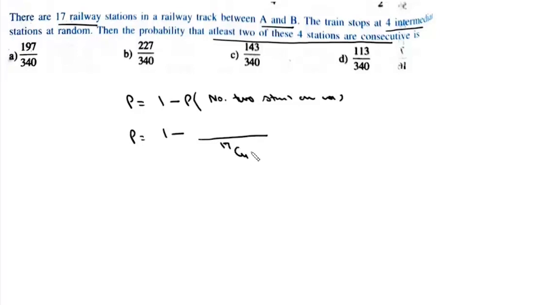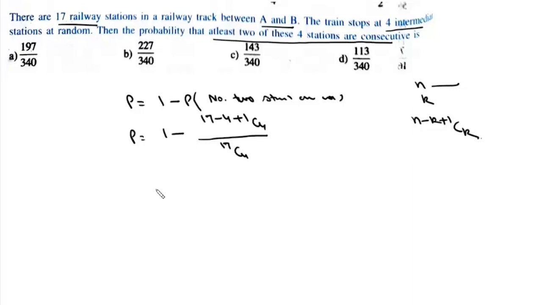there will be 17C4. Now we have to find number of non-consecutive selections in a row. Now we have already studied that in one of the previous videos, how to find number of non-consecutive selections in a row or along a circle. Now if we have n arranged objects in a row and out of which we have to select k non-consecutive objects, it is given by (n minus k plus 1)Ck. So it will be this (17 minus 4 plus 1)C4.